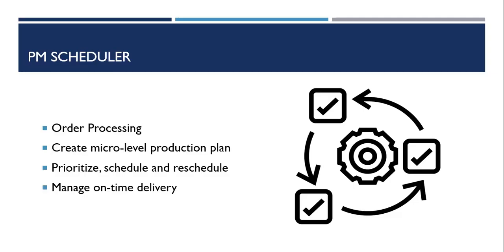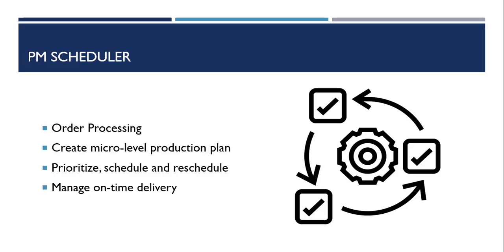Now, for all things, a scheduler offers order processing, right from the reception of order from customer to the delivery of end product to your customer. Order can be processed based on the process route of a product. A micro-level production plan can be generated.